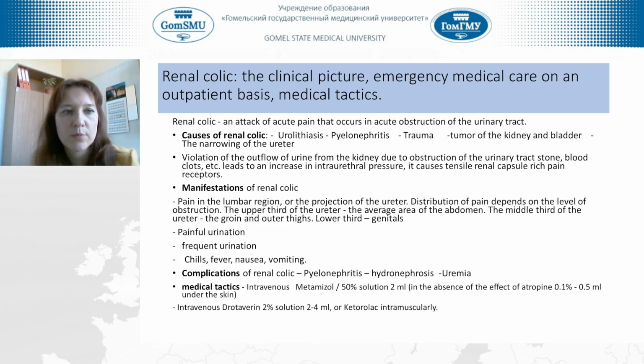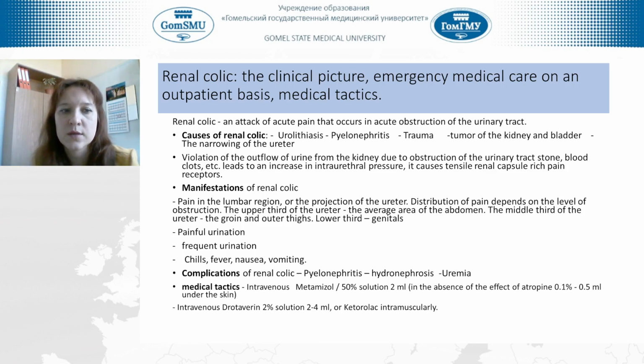Manifestation of renal colic: pain in the lumbar region or along the ureter. The pain irradiation depends on the level of obstruction: upper third of the ureter, the middle area of the abdomen; middle third of the ureter, the groin; lower third, the genitals. Painful urination, frequent urination, chills, fever, nausea, and vomiting. Complications can be pyelonephritis, hydronephrosis, and uremia.